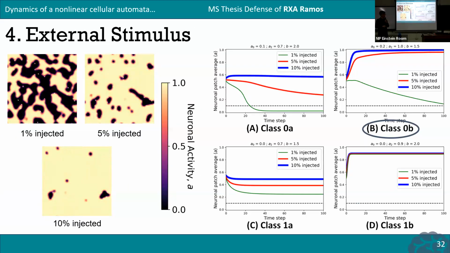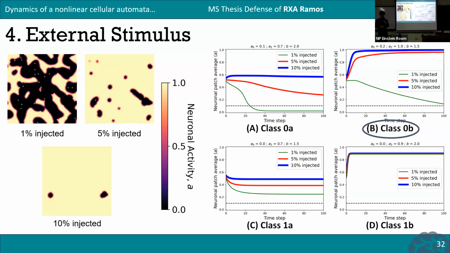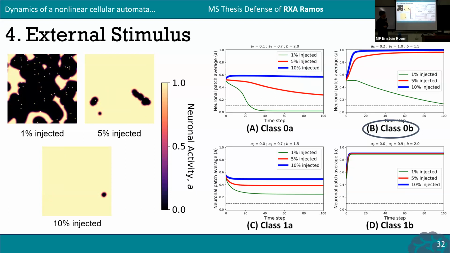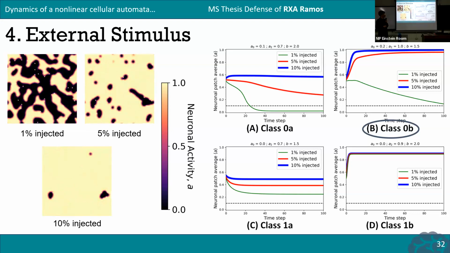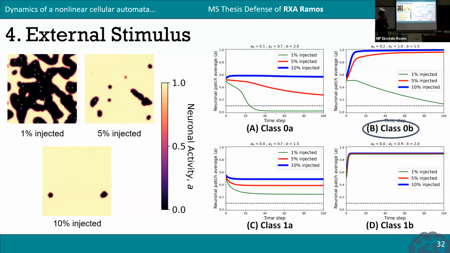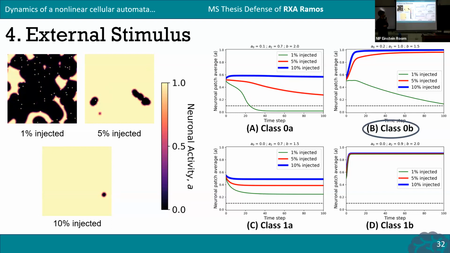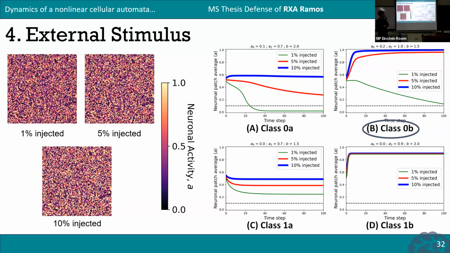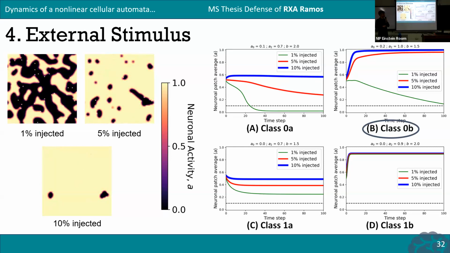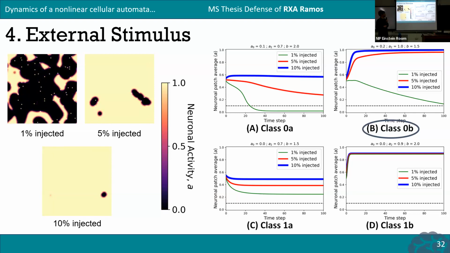However, when we introduce an external stimulus to the lattice, the class 0 transitions from a 0 steady state to a spiking steady state. It seems that at least 5% of neurons need to be injected with a constant input current so that the activity is sustained over the lattice.